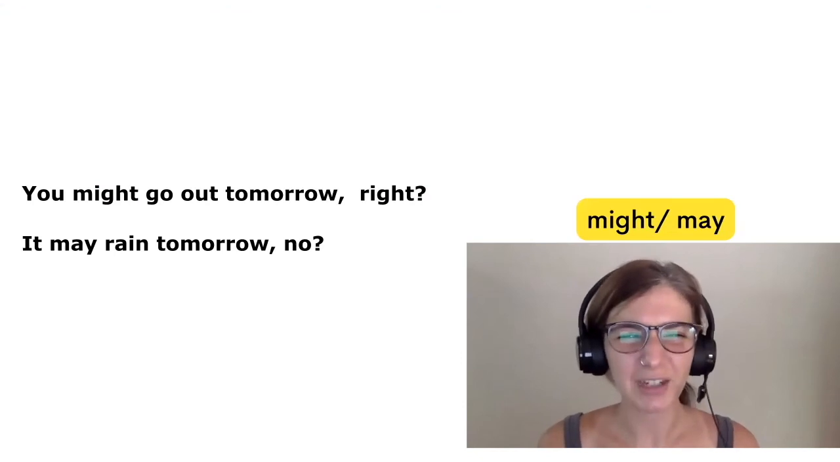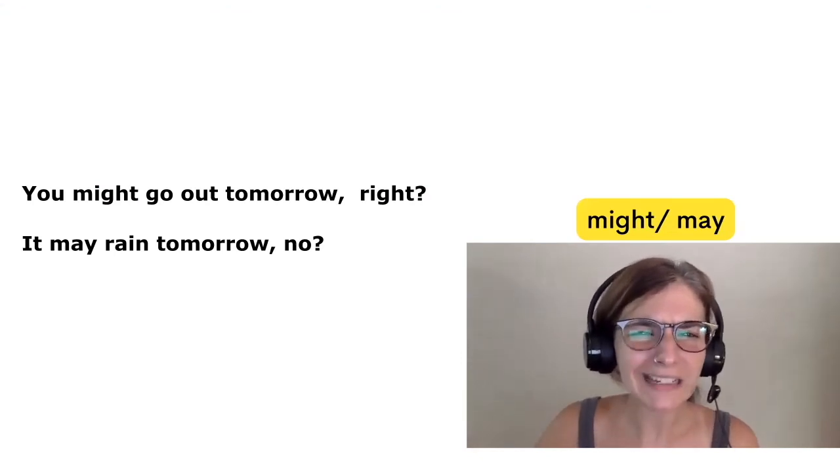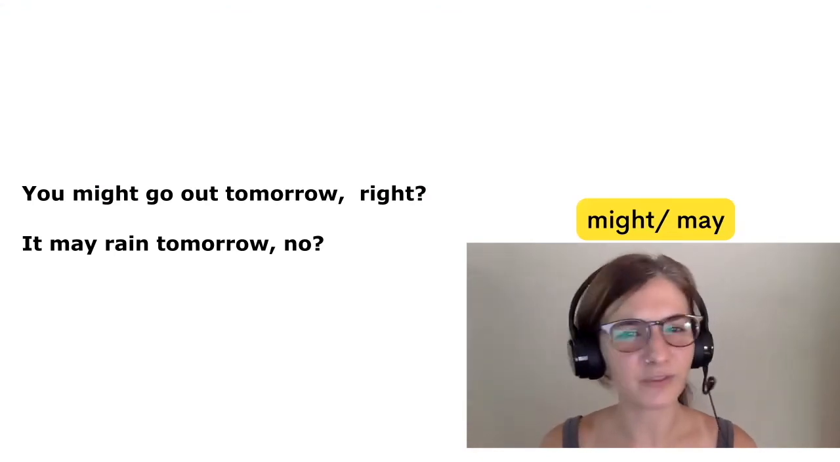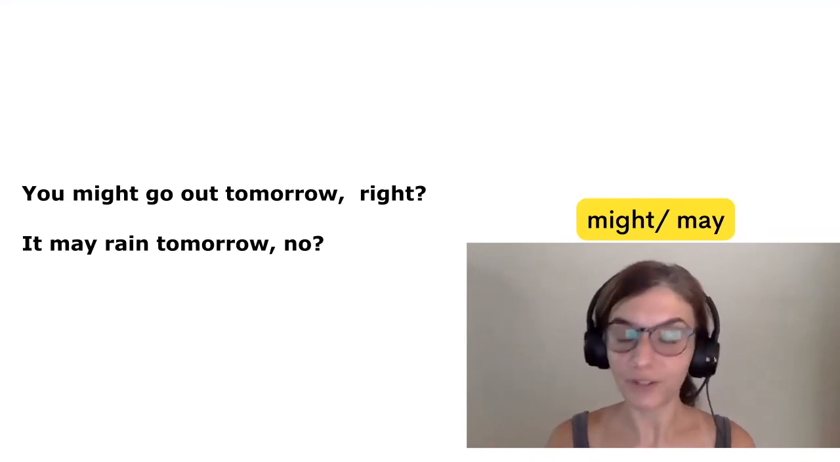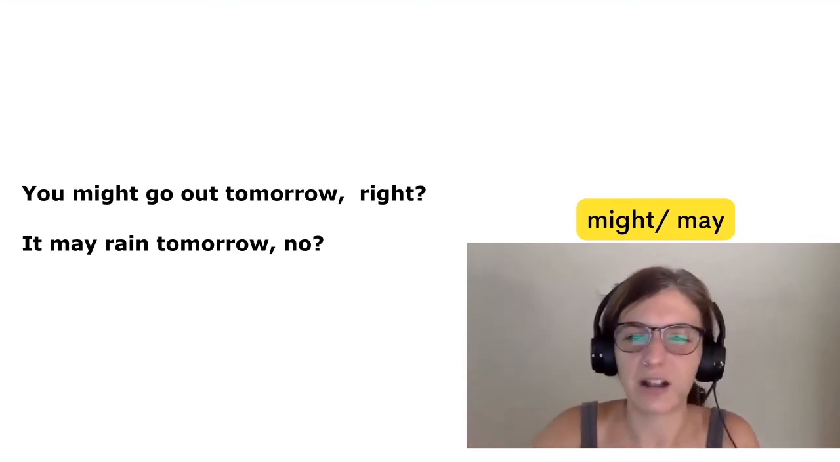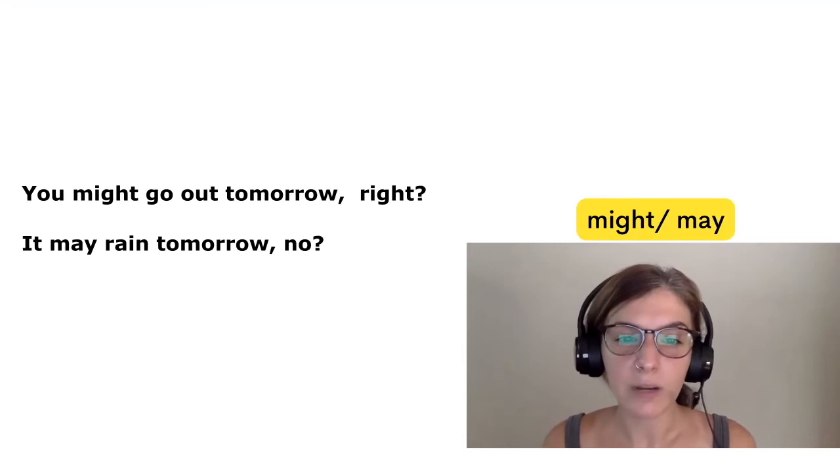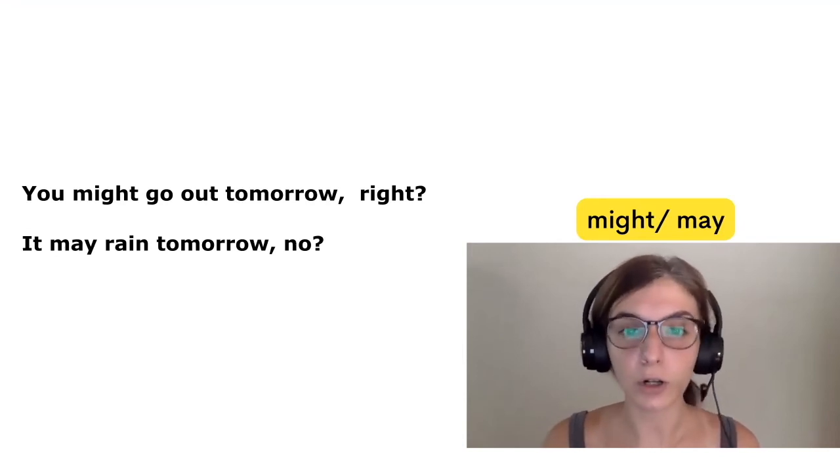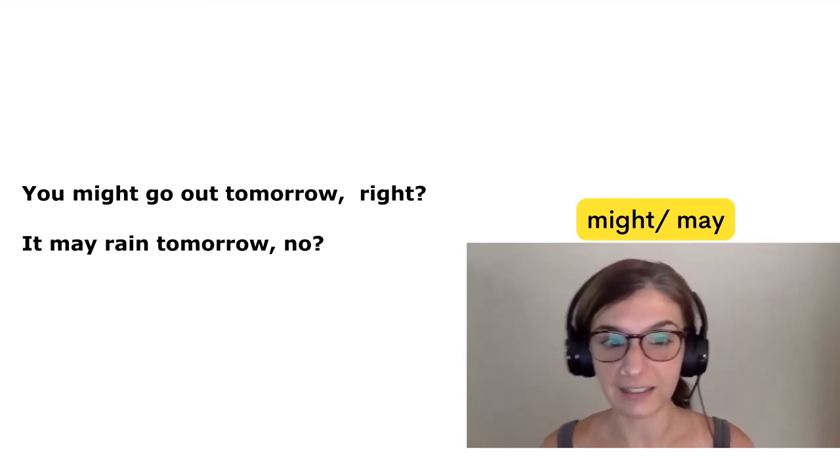We wouldn't say you might go out tomorrow, mightn't you? It sounds really weird. For some reason, it just sounds very strange. And it's the same with may. It may rain tomorrow, may not? It just sounds bizarre. So we usually just use right or no as a tag in these cases.